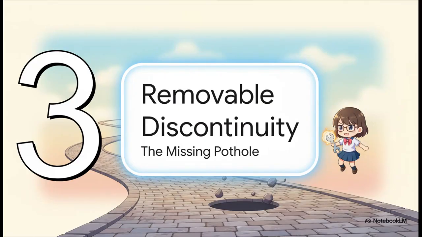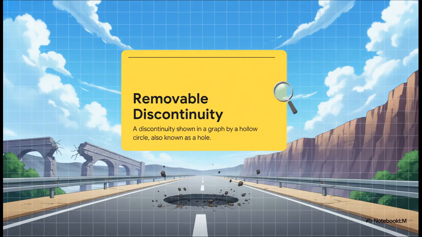So our first type is called a removable discontinuity. The easiest way to think about this is like a tiny pothole on a road that's otherwise perfectly smooth. The road keeps going on either side, but there's just one single point that's, well, missing. So the key idea here is that the function is behaving perfectly normally. It's heading towards a very specific spot from both directions, but right when it gets there, poof, the point itself has been plucked right out.